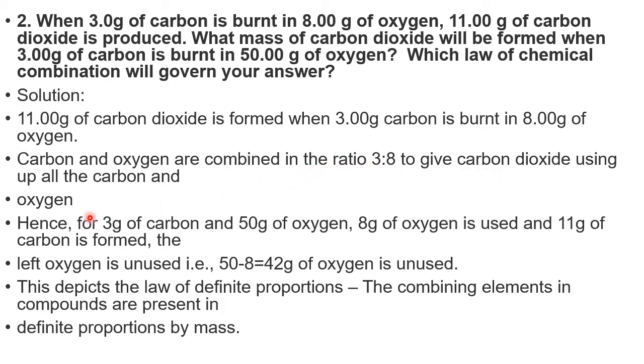Using the above data, for 3 gram of carbon and 50 gram of oxygen, 8 gram of oxygen is used and 11 gram of carbon dioxide is formed. Okay, so left oxygen is what? Unused is 50 minus 8, that is equal to 42 gram is unused. So this depicts the law of definite proportion. Every compound has got a constant composition. So that law he wants to convey here, and that law he is conveying by this example. Okay, right.